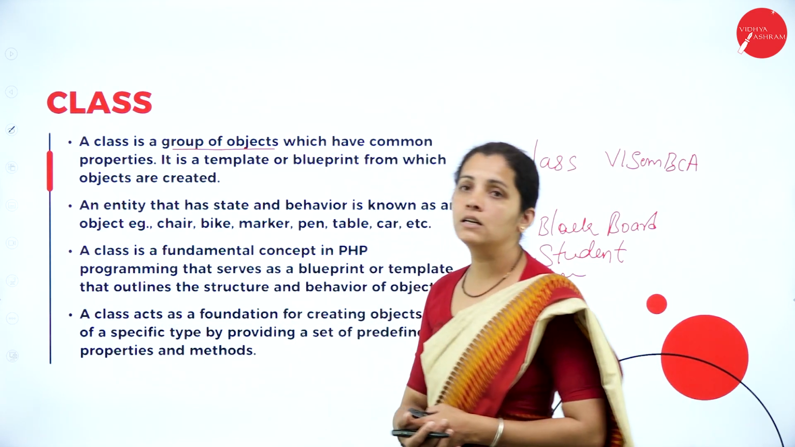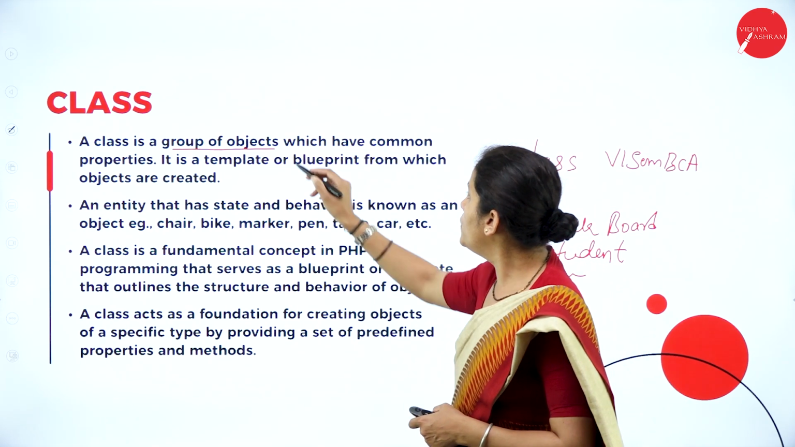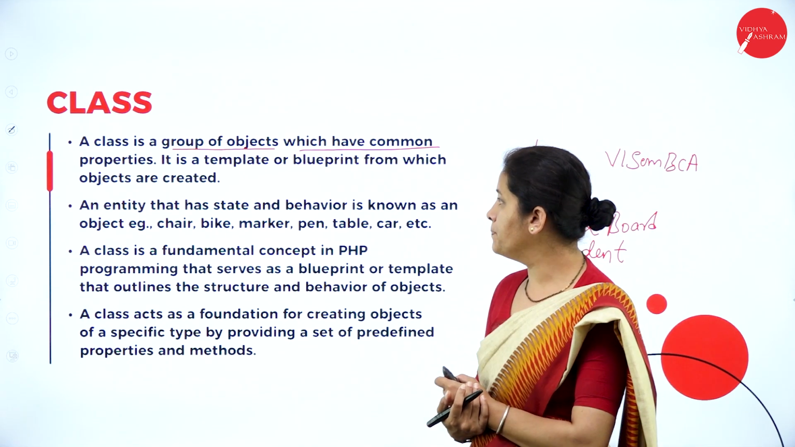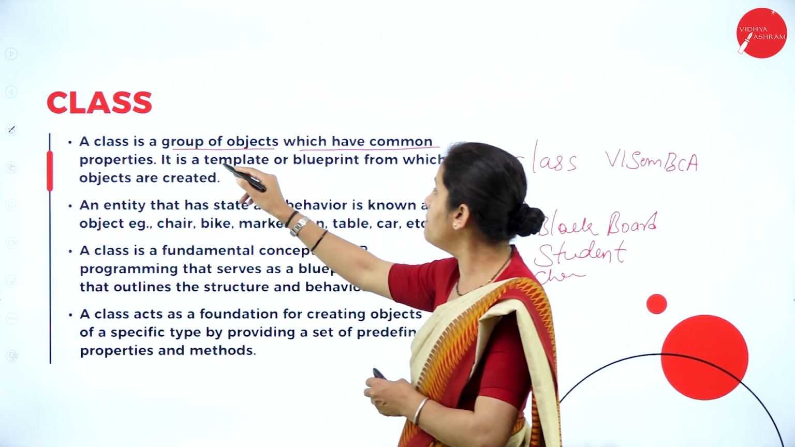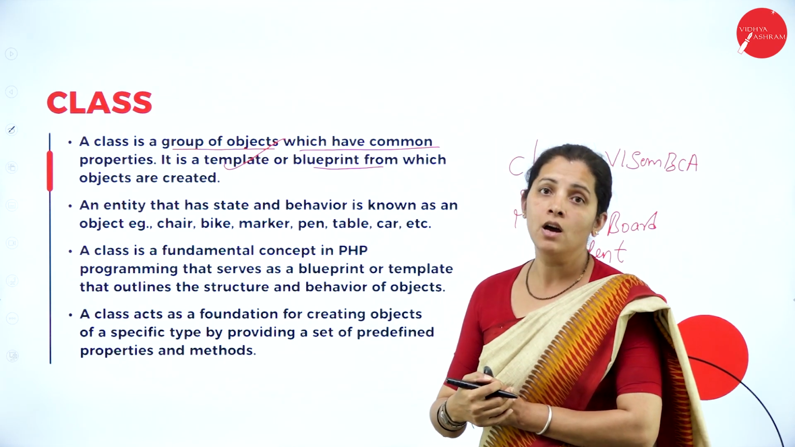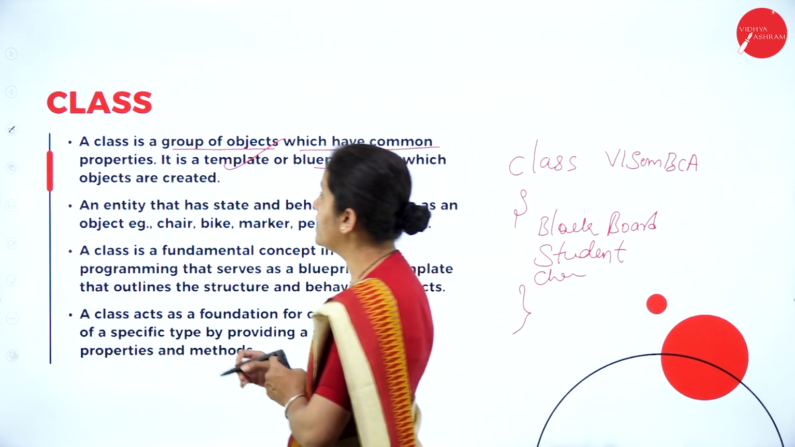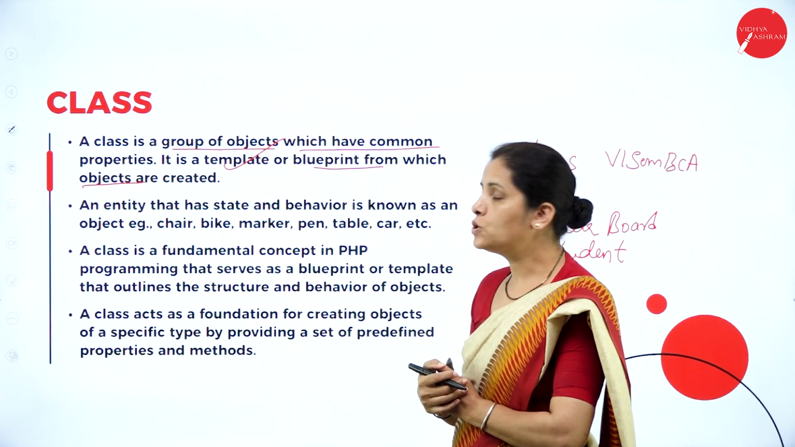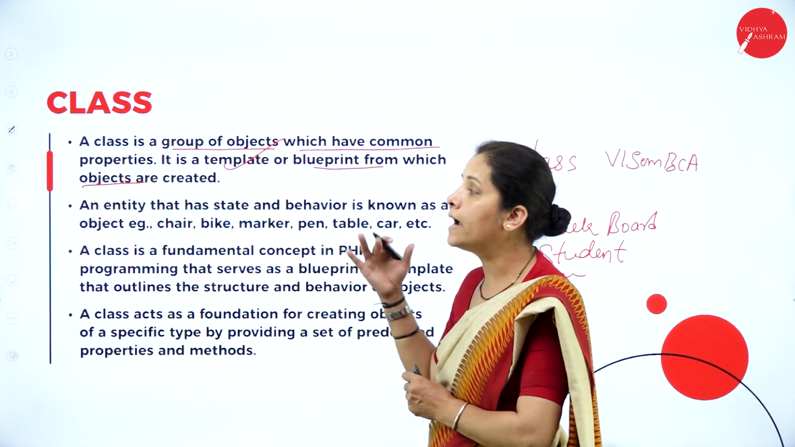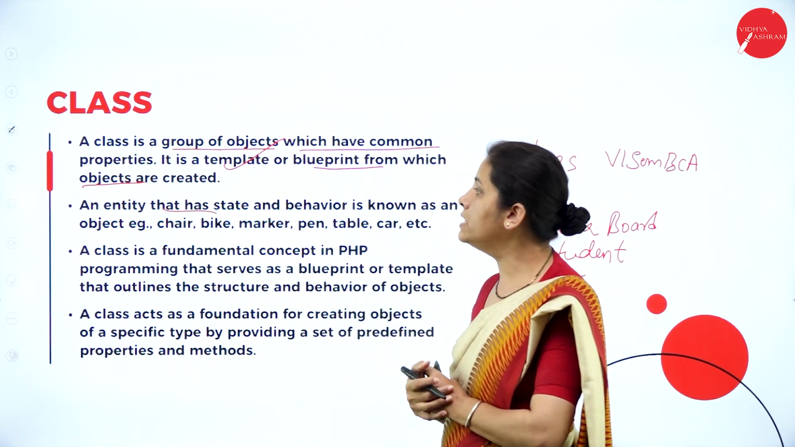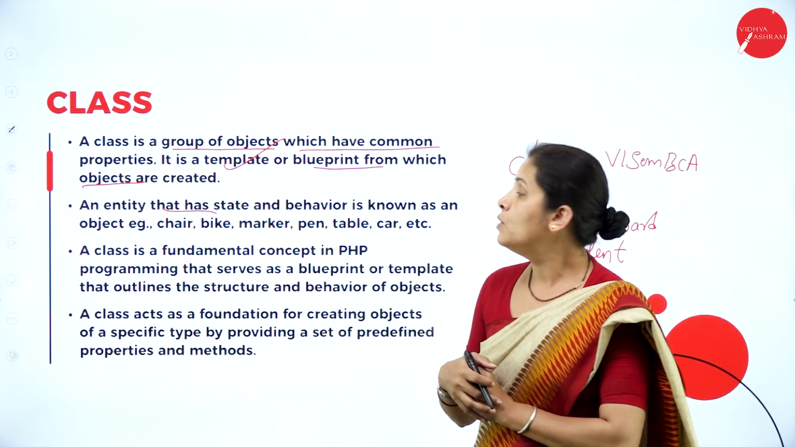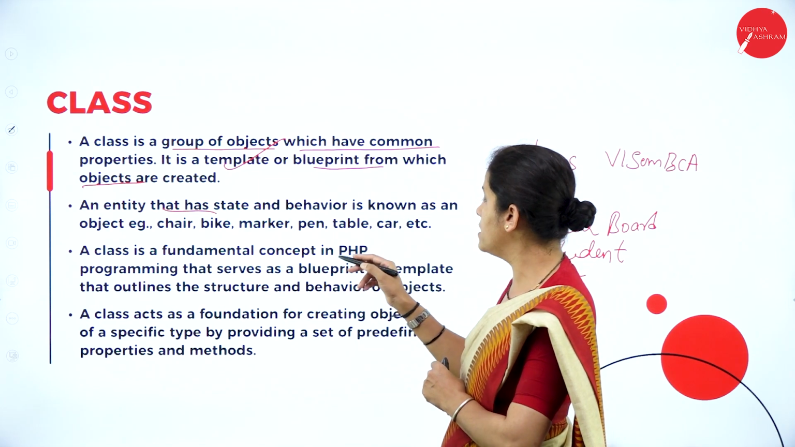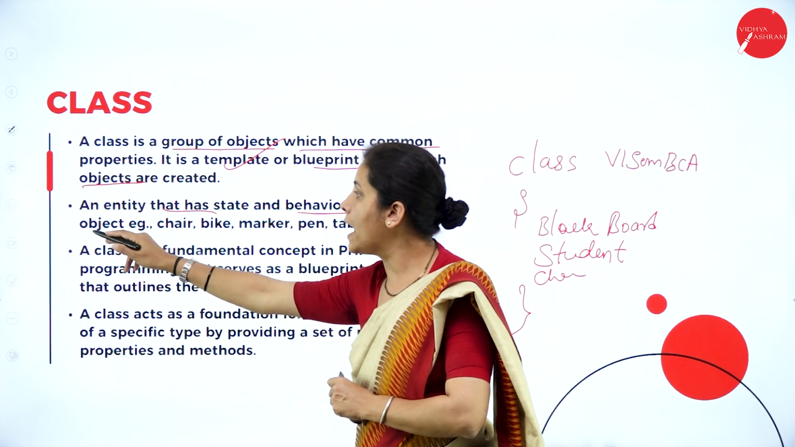So, a class is a group of objects which have common property. In simple word, it is a template or it is a blueprint. From the class, I can create an object. So, an entity. Class is what? It's an entity that can have the state and behavior. If I consider object, object can have this state and behavior, and it is known as object.